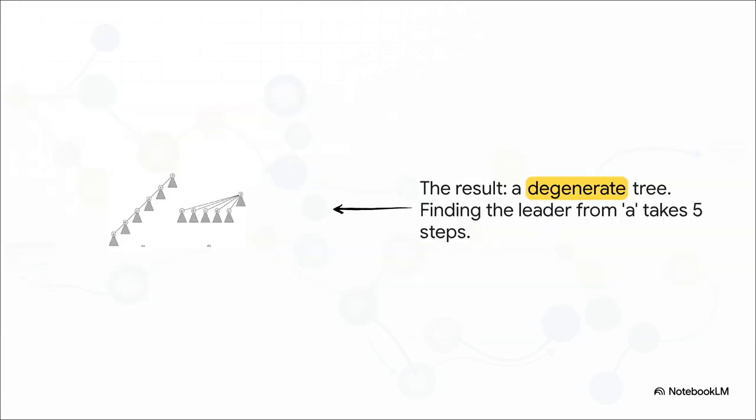And here's the result. Yikes. We've created what's called a degenerate tree, which is just a fancy way of saying a long, spindly, and super inefficient line. Now, if we want to find the leader of A, which is all the way at the other end at F, we have to walk up that entire chain. That's 5 steps for just 6 items. Imagine trying to do this with a network of millions. It would be a disaster.